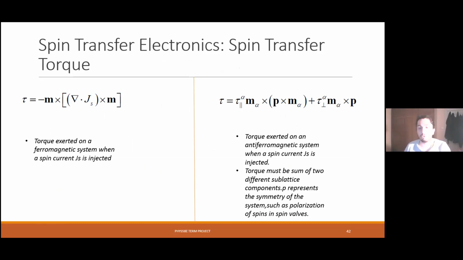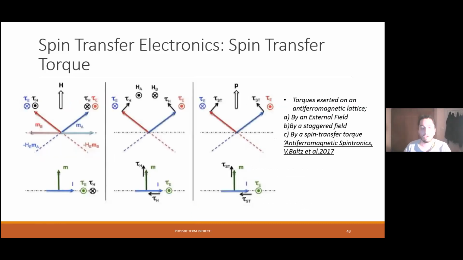The torque must be the sum of two different sublattice components. P represents the symmetry of the system, such as the polarization of spin in spin waves. So there must be a polarization in the system to apply the torque on each individual spin lattice. Okay, so this is a brief discussion about how a spin transfer torque, an applied external magnetic field, or a staggered field applies to two distinct antiferromagnetic spins.